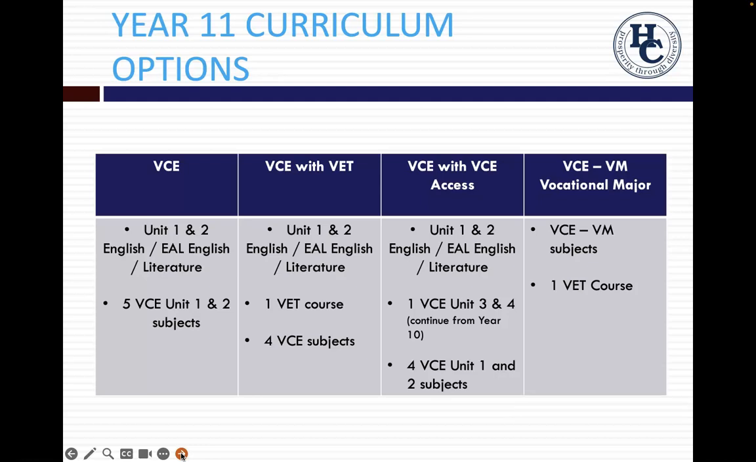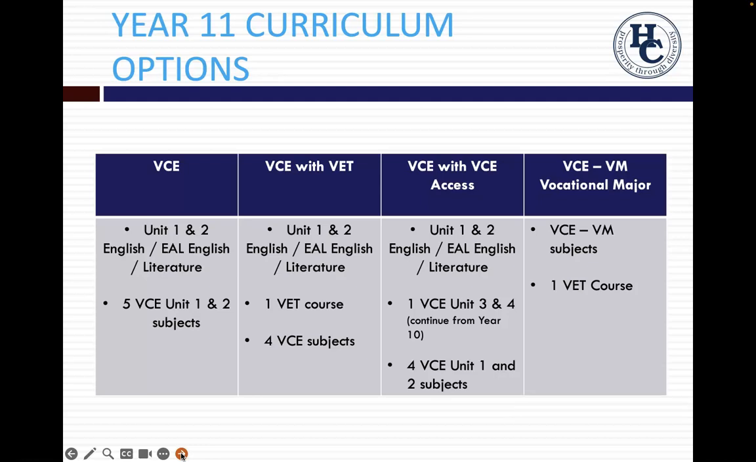If you are a student who has started your VCE early and you've been doing a VCE Access subject this year, you'll need to select one from the English suite of programs. You'll continue on your VCE Access subject, moving into Units 3 and 4 next year, and then you will select 4 new VCE Unit 1 and 2 subjects.